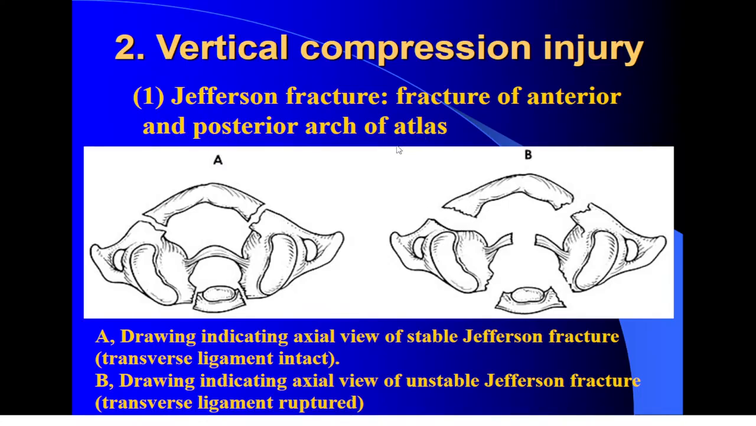Probably you have heard about that type of injury. And we have a minor classification for Jefferson fractures. We have so-called stable Jefferson injuries and unstable Jefferson injuries. Stable is injury of the anterior and posterior arc, but the transverse ligament is still intact. Unstable is absolutely the same, anterior and posterior arc, plus rupture of the transverse ligament, which fixes, as you remember, the odontoid process of C2, the axis.